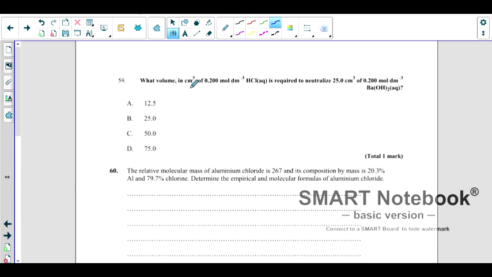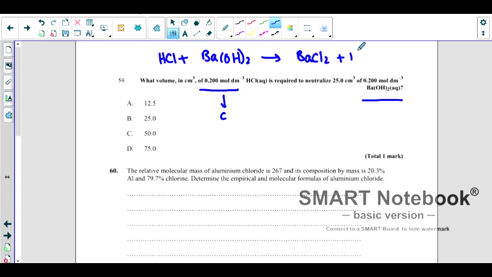What volume in centimeter cube of this concentration of acid is required to neutralize the base? We have Ba(OH)2. It's a titration question, so it's better to write an equation. We have HCl plus Ba(OH)2. It will give us BaCl2 plus H2O. You know how to write the formula: Ba is 2 plus, chlorine is 1 negative, so surely it will be BaCl2.